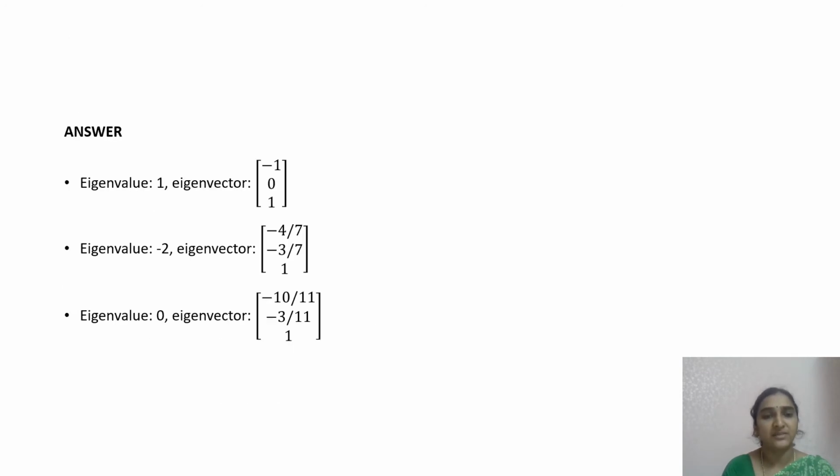Hence for the eigenvalue 1, the eigenvector would be (-1, 0, 1). For the eigenvalue -2, the eigenvector would be (-4/7, -3/7, 1). And for the eigenvalue 0, the eigenvector would be (-10/11, -3/11, 1).